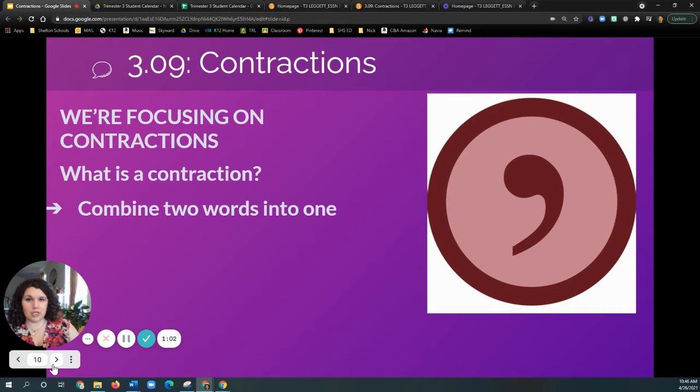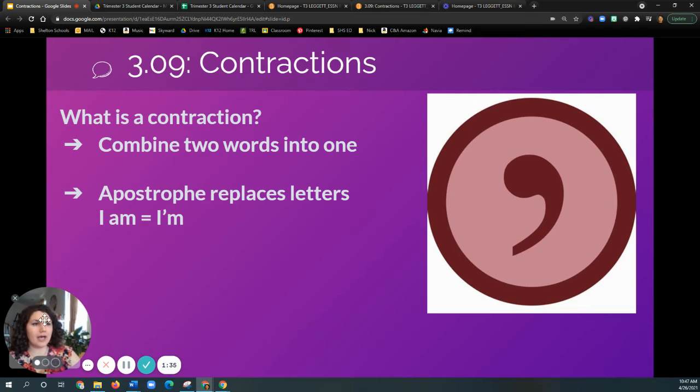What is a contraction? That is when you combine two words into one using an apostrophe. It's kind of like when we did compound words, when we took two words and put them together, but it's a little different. We use an apostrophe with this one, and when we use a contraction, the words keep the same meaning. So let's look at some examples, then we can visualize it. We'll practice it in a Kahoot, and then you can take your quiz.